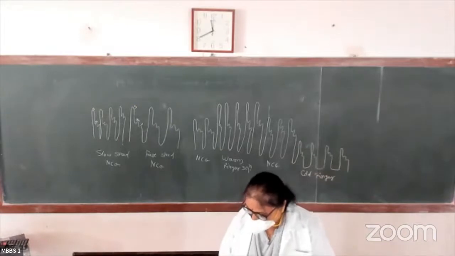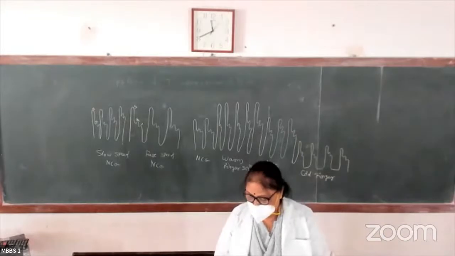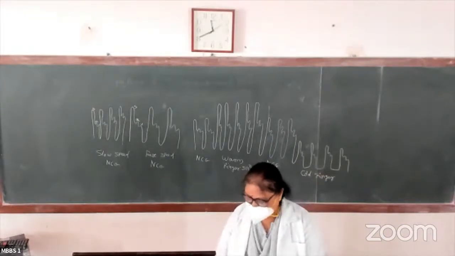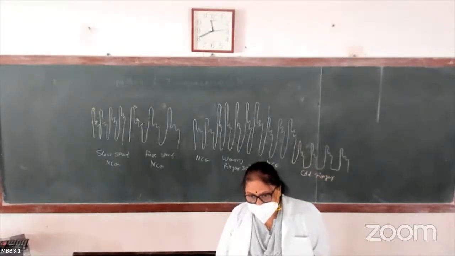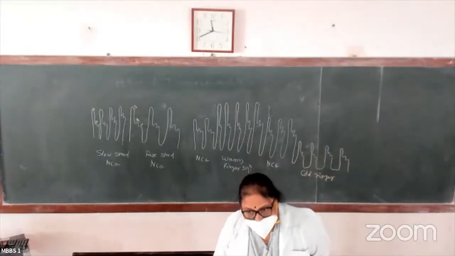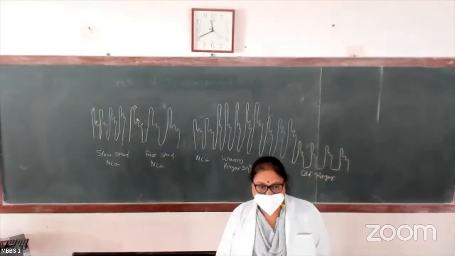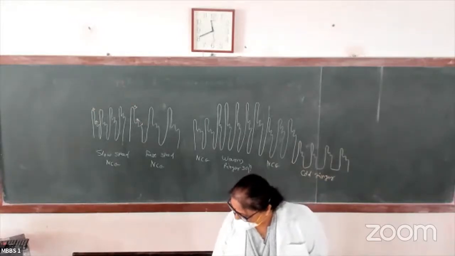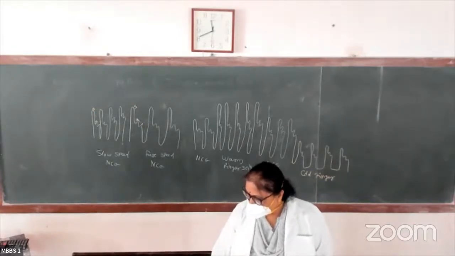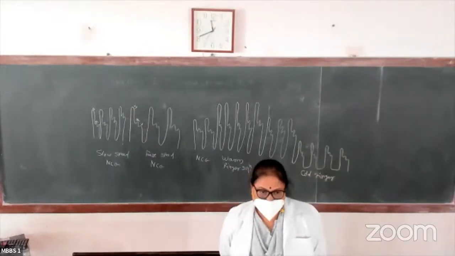What is the difference between the human heart and amphibian heart? Human heart has 4 chambers, amphibian heart has 3 chambers. Any other? Next. Pacemaker: sinus venosus is the pacemaker in amphibian, SA node is the pacemaker in the human. Any other? There is a special conducting system in the human heart. There is no special conducting system in the amphibian.